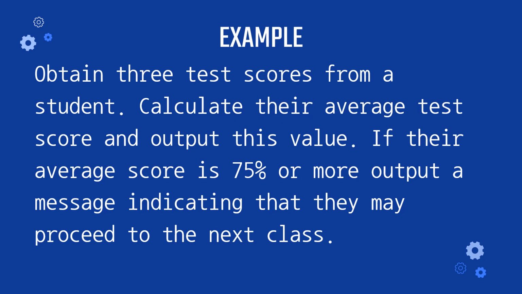Next naman po, obtain 3 test scores from student. Calculate their average test score and output this value. If their average score is 75% or more, output a message indicating that they may proceed to the next class. So, meron siyang tatlong score. So, kailangan nating i-calculate yung average nung score na yon. And then, kapag naka-obtain siya ng at least 75 and above, ibig sabihin, makakapag-proceed na siya sa next class. Kung hindi, hindi siya makakapag-proceed.